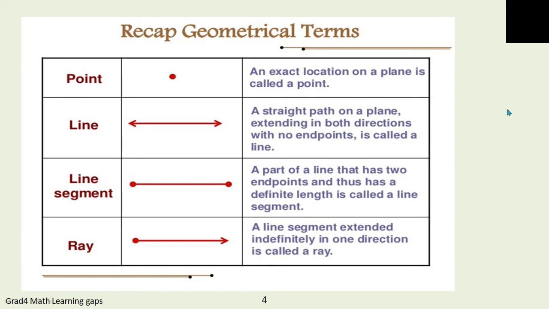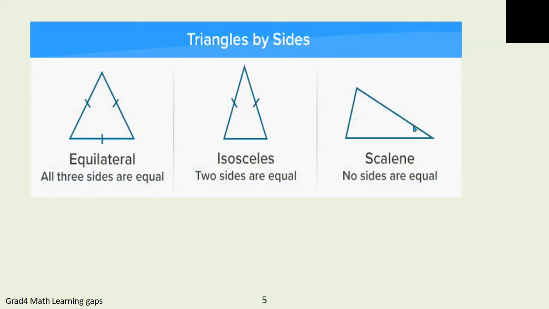Fine. Now moving on to the types of triangles. Triangles can be divided into three types based on their sides. If it has three equal sides, it is known as an equilateral triangle. If it has two equal sides, it is known as an isosceles triangle. And if it has sides which are not equal to each other, meaning all three sides are different, it is known as a scalene triangle.